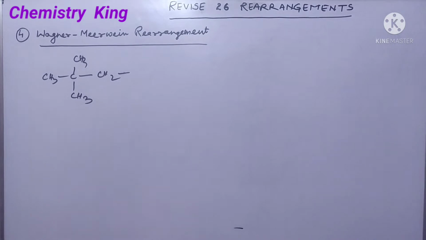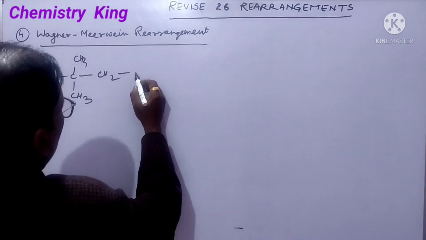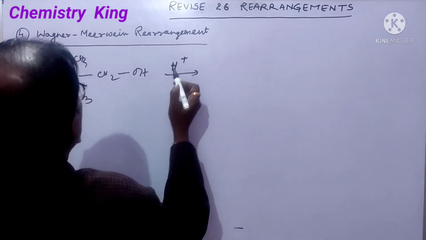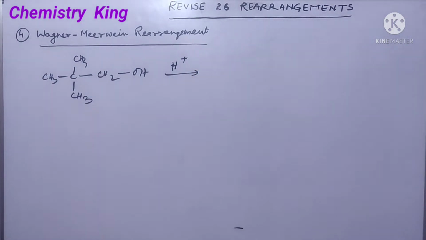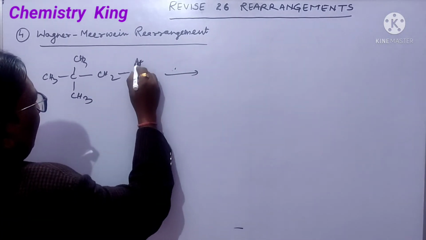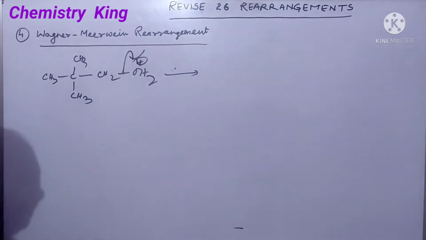Friends, here one thing is also important to underline: if OH group is here, the Wagner Meerwein rearrangement can take place in presence of acid. H plus will come here and now this bond will break in this fashion, and now you can solve the problem, you can write the mechanism in this case.